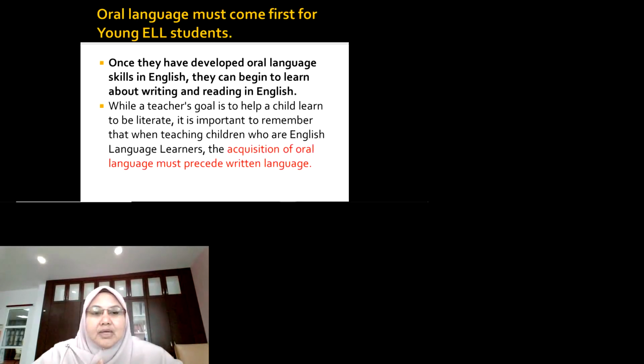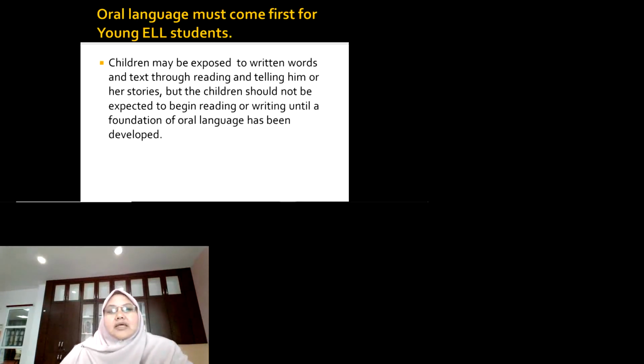While a teacher's goal is to help a child learn to be literate, that means to be able to read, it is important to remember that when teaching children who are English language learners, the acquisition of oral language must precede written language. That means you must teach them how to speak before you teach them how to write. Children may be exposed to written words and text through reading and telling them stories, but should not be expected to begin reading or writing until a foundation of oral language has been developed.